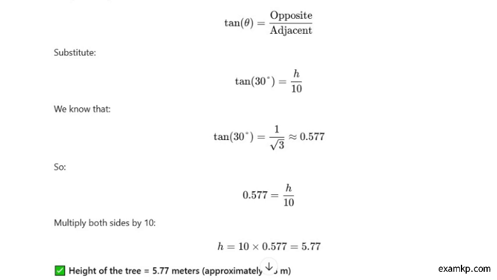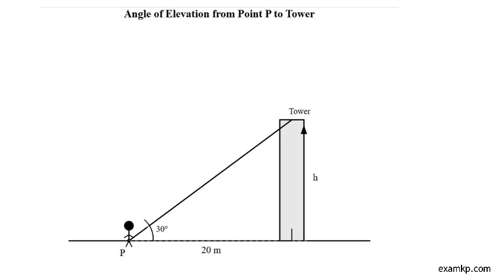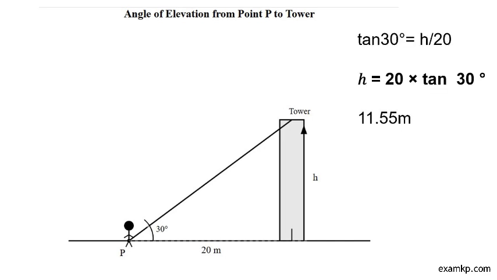Let's move on to some past exam questions, starting with WAEC. WAEC question 1. From a point P, the angle of elevation of a tower's top is 30 degrees, and the distance from P to the base is 20 meters. Find the height of the tower. Tan 30 degrees equals h over 20. h equals 20 times tan 30 degrees. That gives us 11.55. So, the answer is 11.55 meters.